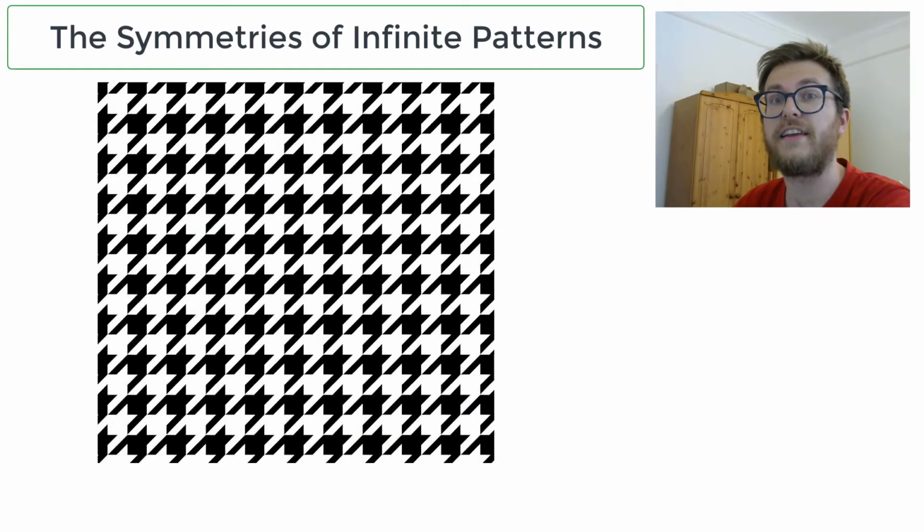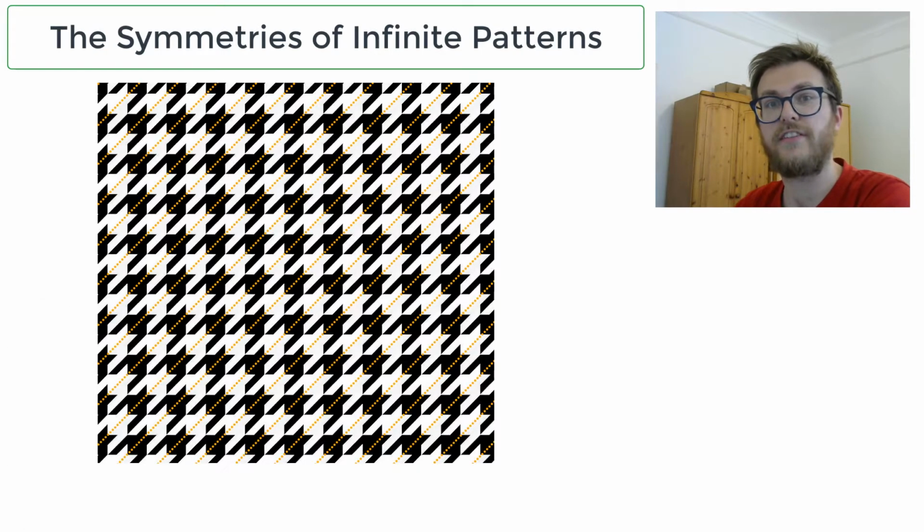Hi, Albert here. In the last video, we moved from looking at finite shapes to looking at infinite patterns in the plane, still though with a focus on their symmetry groups. So what changed? Well, we looked at the houndstooth pattern and we noticed immediately that there's a big difference there. There are infinitely many symmetries. So writing down the entire symmetry group is no longer possible, or at least no longer easy.